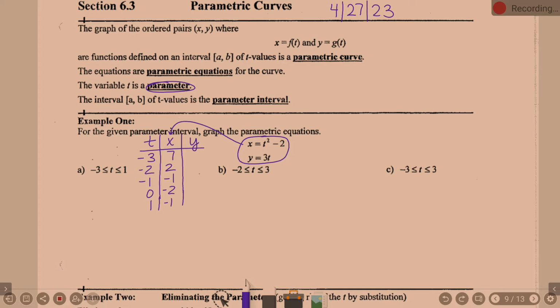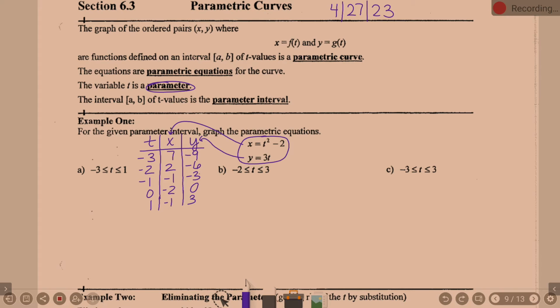Okay, repeat said process, this time with the y's. y is equal to 3t, so take each t value and multiply by 3. So when t is negative 3, y is 3 times negative 3, negative 9. When t is negative 2, y is negative 2 times 3, which is negative 6. When t is negative 1, 3 times negative 1, negative 3. When t is 0, y is 0. And when t is 1, 3 times 1 is 3. Okay.